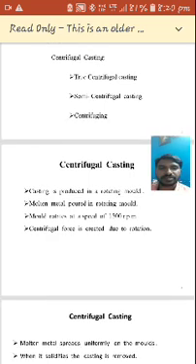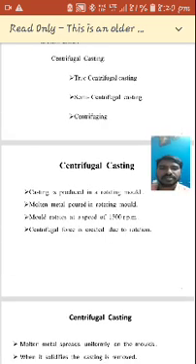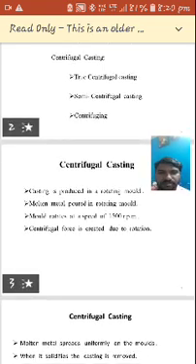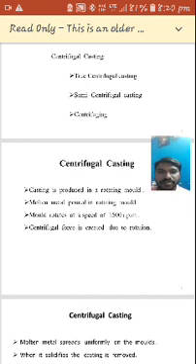Here we use centrifugal casting. The casting is produced in a rotating mold, so the molten metal is poured into the rotating mold. The mold is rotated in motion, and the molten metal is poured over it. Generally this mold rotates at a speed of 1500 rpm.